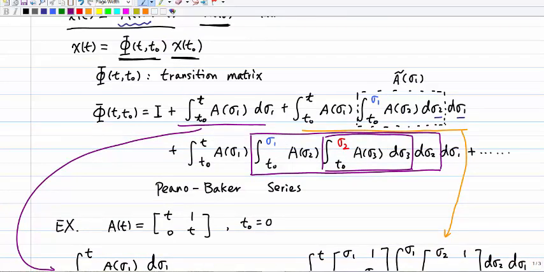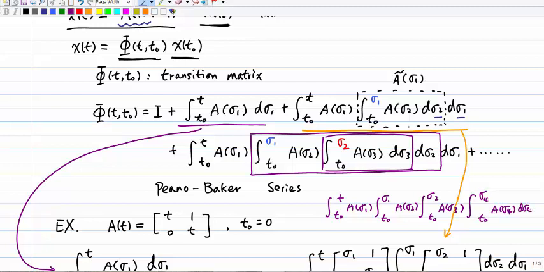So if I write over here, the fourth term would be something like this: integration from T0 to t of A(sigma 1), integration from T0 to sigma 1 of A(sigma 2), integration from T0 to sigma 2 of A(sigma 3), integration from T0 to sigma 3 of A(sigma 4), with d sigma 4, d sigma 3, d sigma 2, d sigma 1. So that's what you have for the fourth term. You can follow the same pattern to find all other terms.